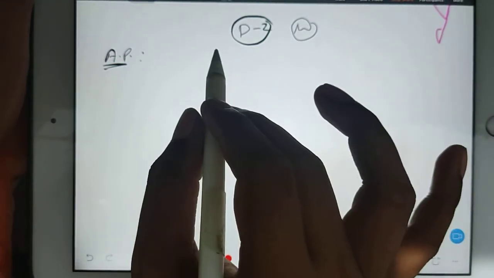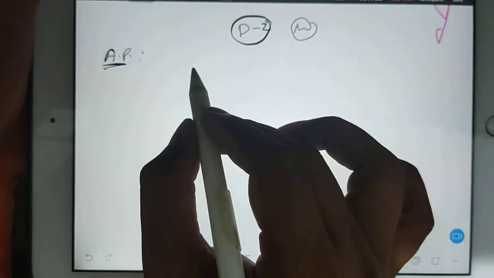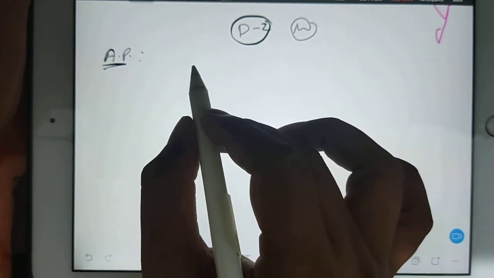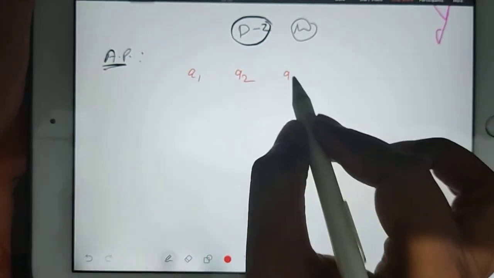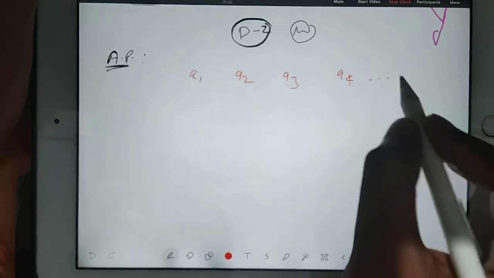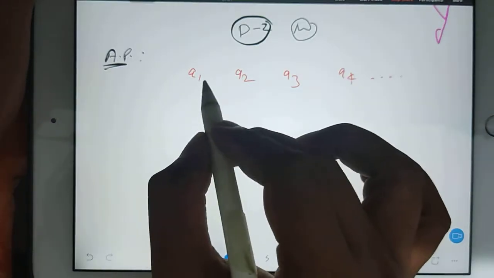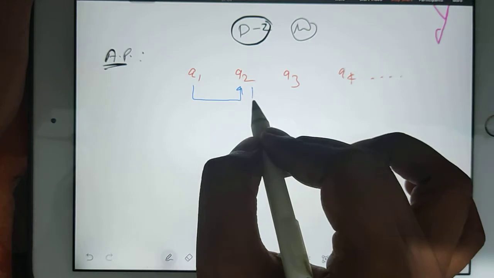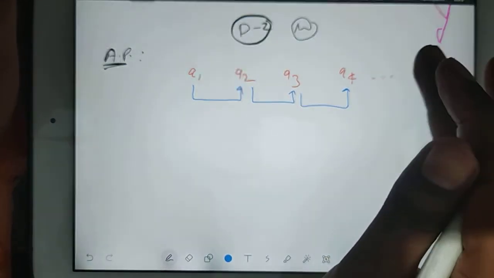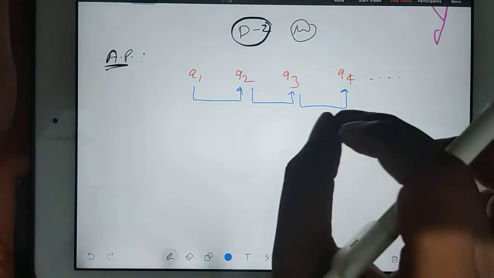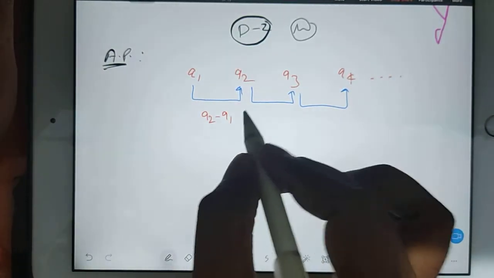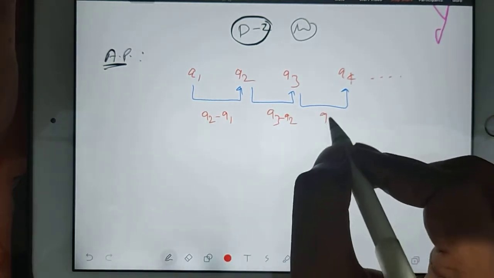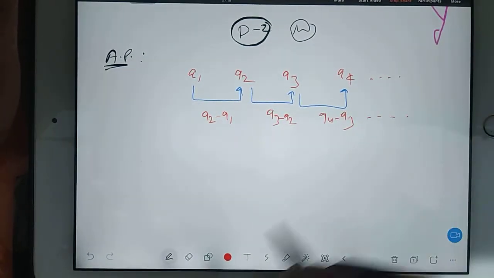I will just go faster into the detail. You remember, we used to have terms. Try to recall your 11th, 12th class. A1, A2, A3, A4. We used to have terms, right? Now, in these terms, their common differences will be the same. There is something called common difference. Common difference means the difference which is common among the respective terms. Whatever difference is between A2 minus A1, the same difference will be A3 minus A2, like A4 minus A3, right? It will continue. So these differences will be equal.